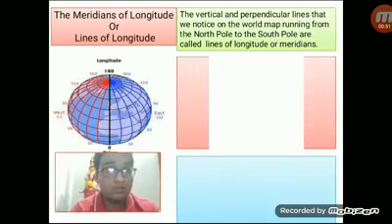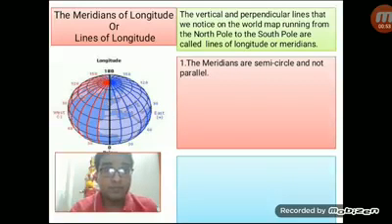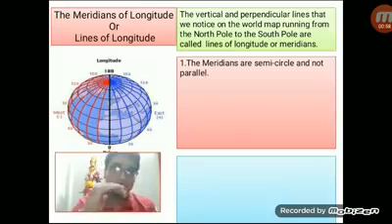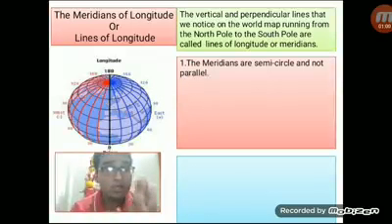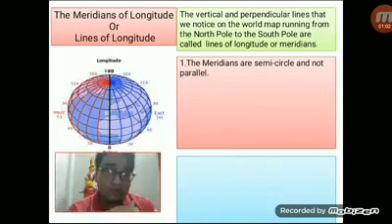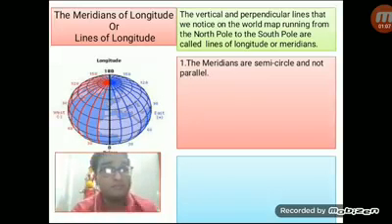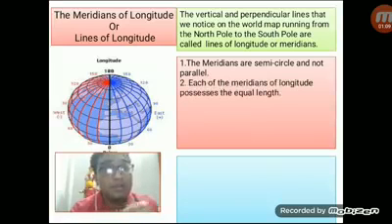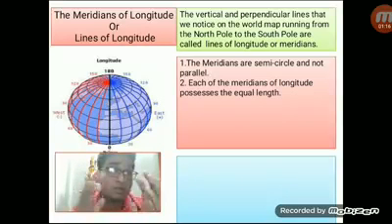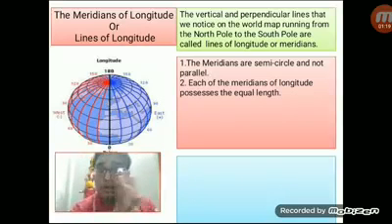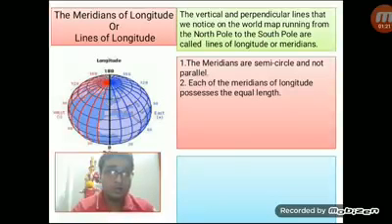First of all, the meridians are semicircular and not parallel. So meridians and longitude are the same thing. These lines are semicircular and not parallel like the lines of latitude. Next, each of the meridians of longitude possesses equal length. All of the longitude lines have equal length. That means 180-degree length.